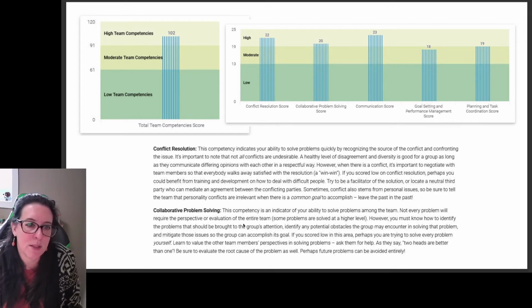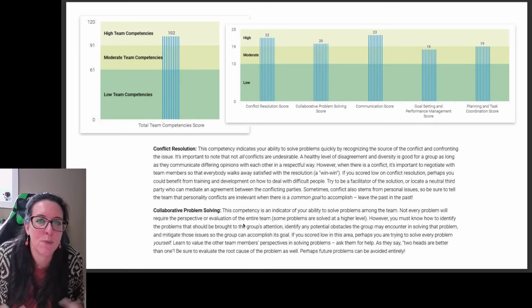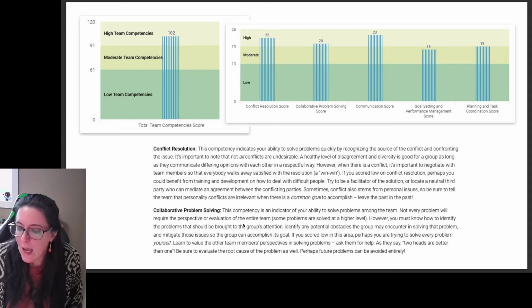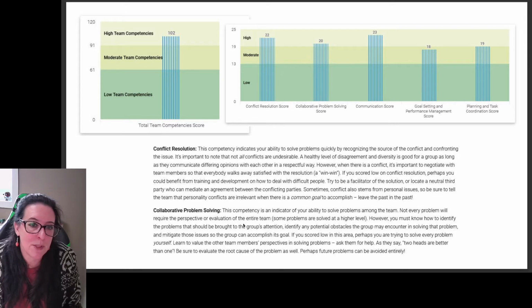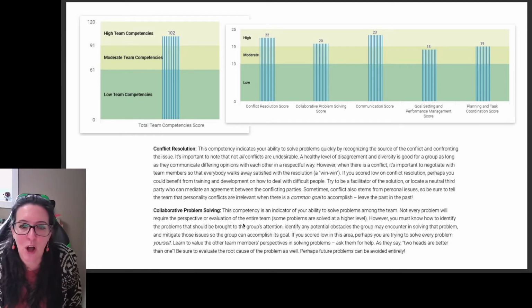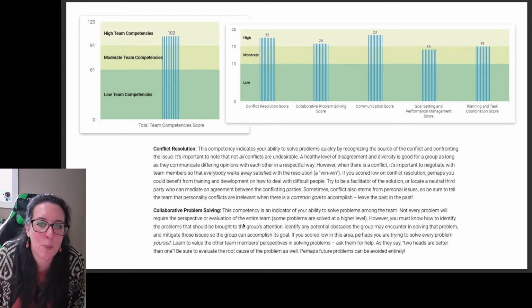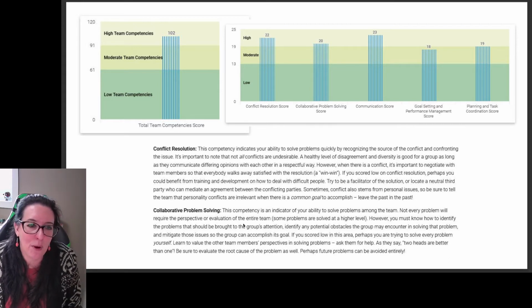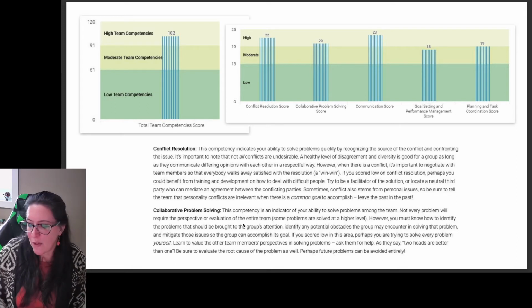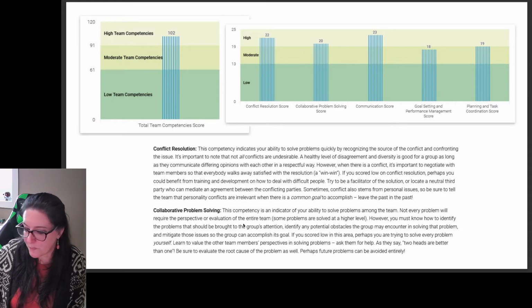So conflict resolution, your ability to solve problems, recognizing sources of conflict, and confronting those issues. So how well do you do in terms of resolving conflict and facilitating solutions for your team? How well do you do in terms of collaborative problem solving? So working with a team to solve problems, identifying the issue, bringing it to the group's attention, identifying potential obstacles, and then getting the group to work together to solve the problems. So do you value the team's perspective in terms of contributing to solving the problem?